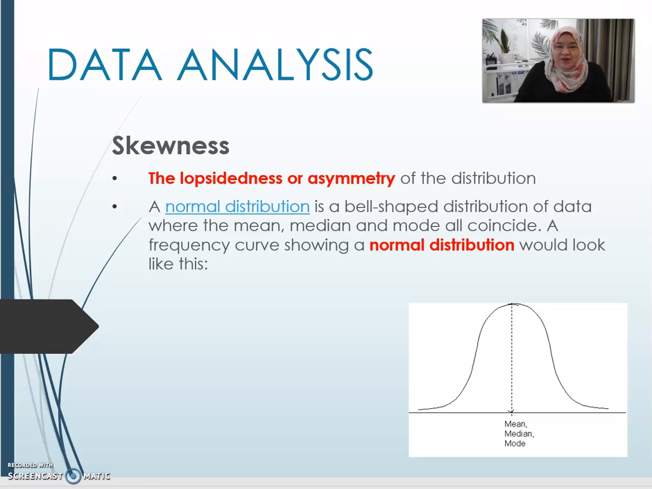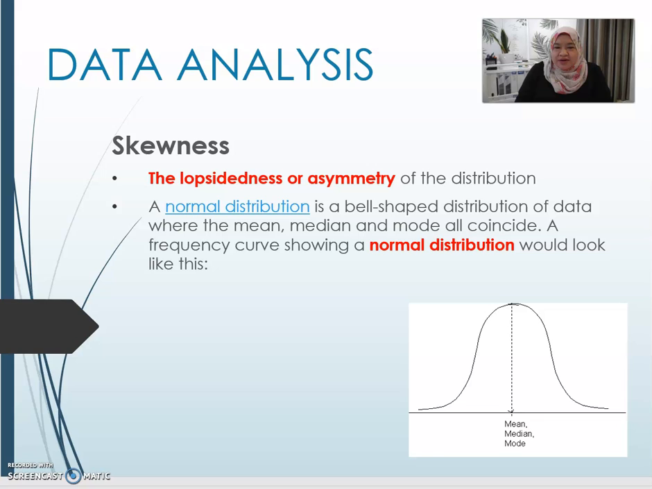So now that you know what is average and distribution, and also you are introduced to the term bell curve or normal curve, what is skewness? Skewness is the lopsidedness or asymmetry of the distribution.